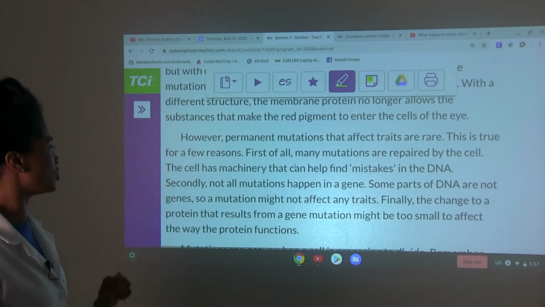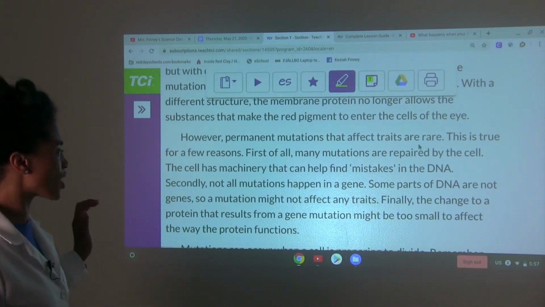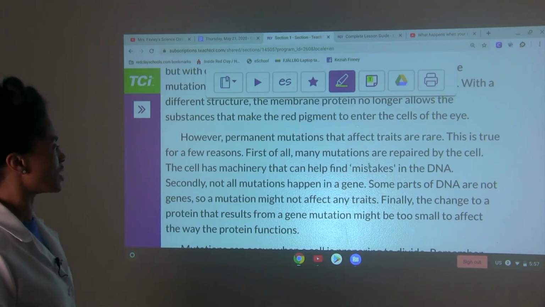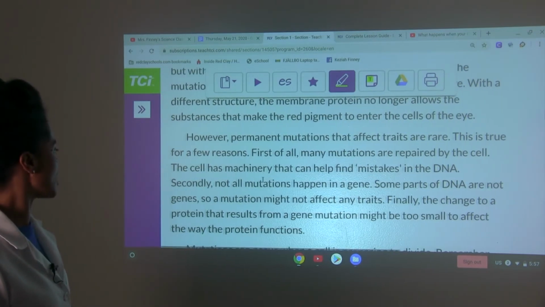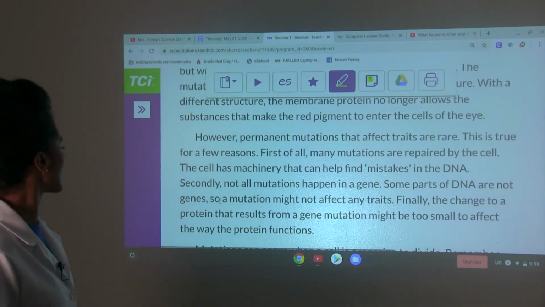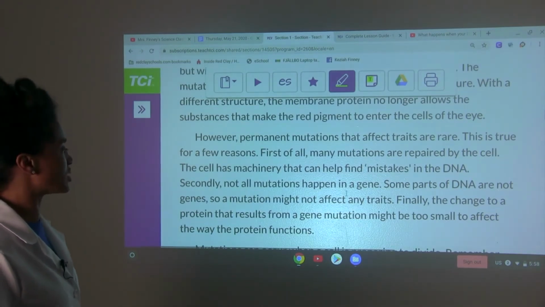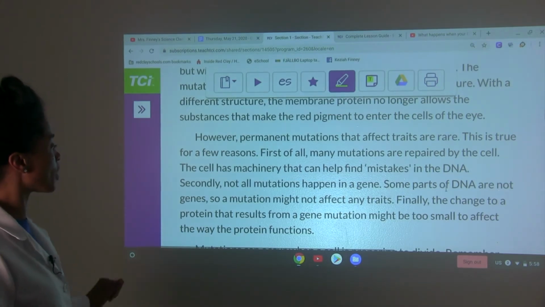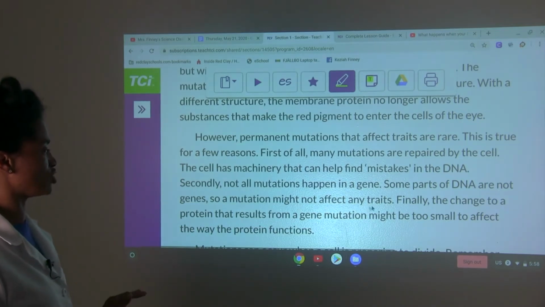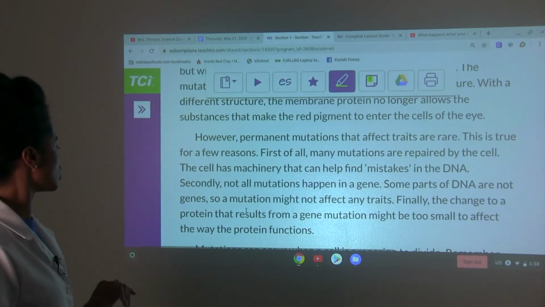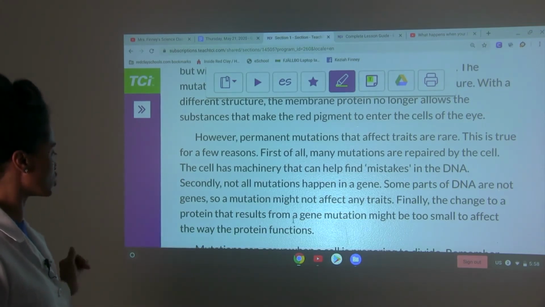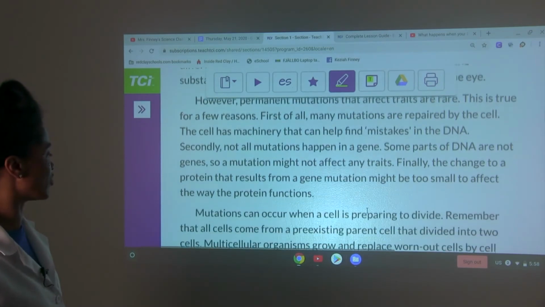However, permanent mutations that affect traits are rare. This is true for a few reasons. First of all, many mutations are repaired by the cell. The cell has machinery that can help find mistakes in the DNA. Secondly, not all mutations happen in a gene. Some parts of DNA are not genes, so a mutation might not affect any traits. Finally, the change to a protein that results from a gene mutation might be too small to affect the way the protein functions.